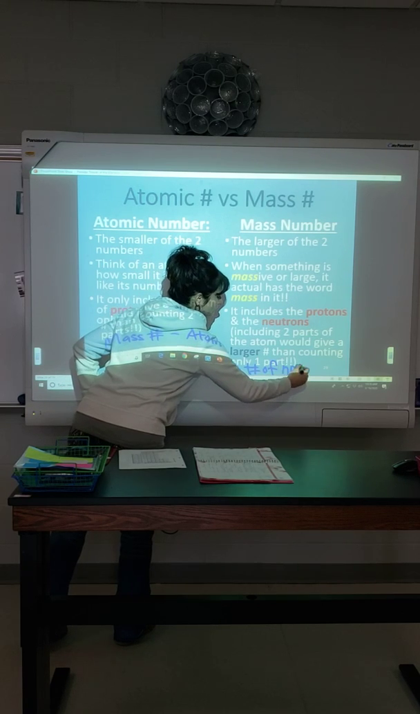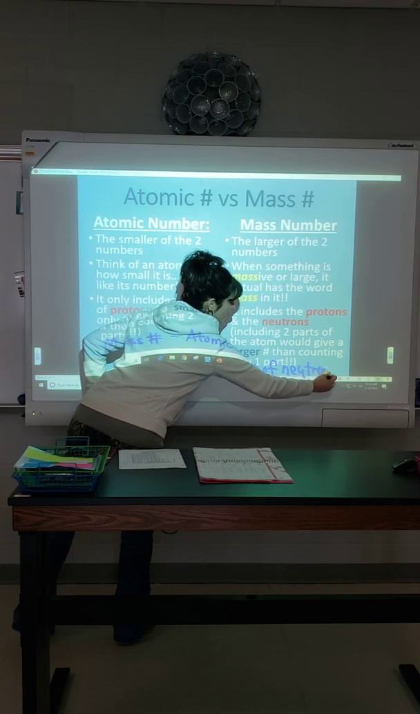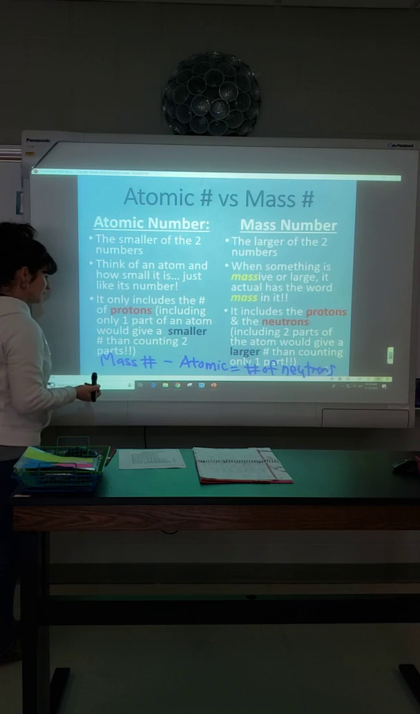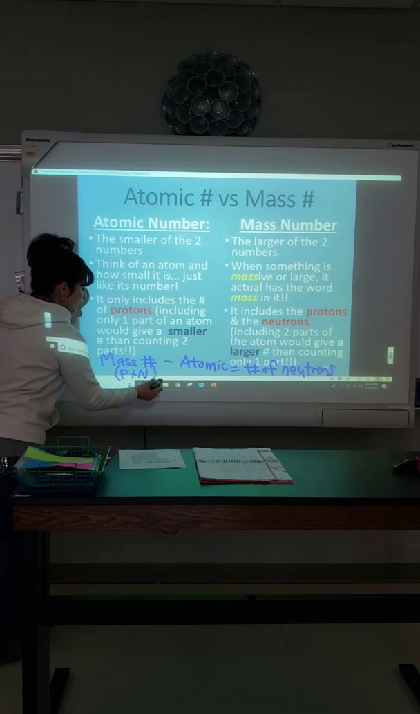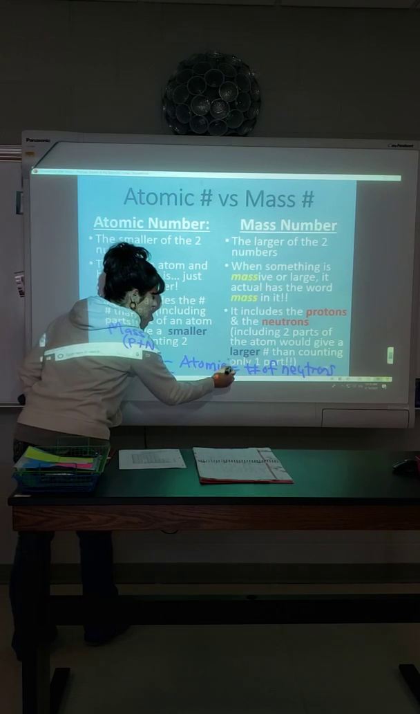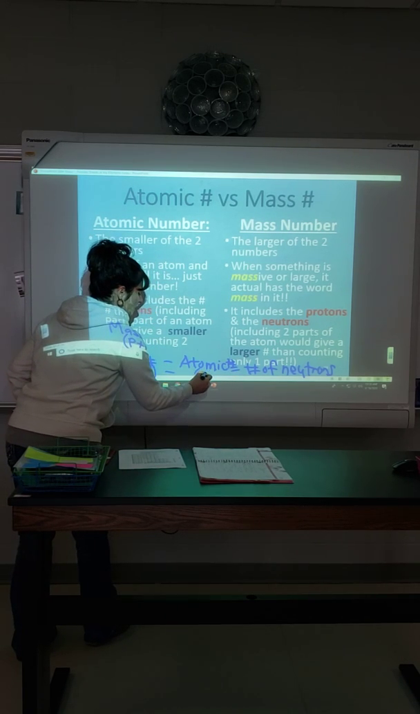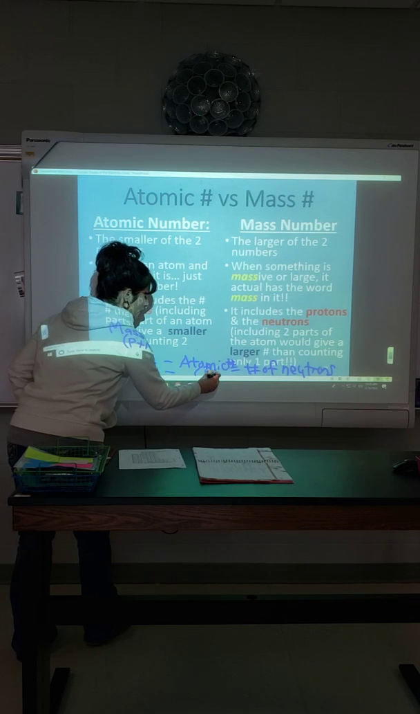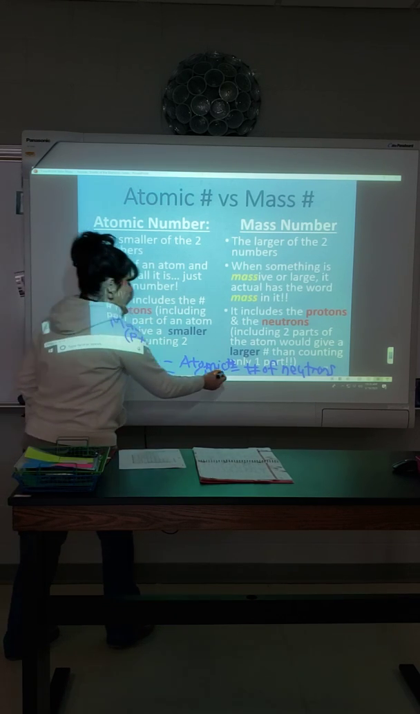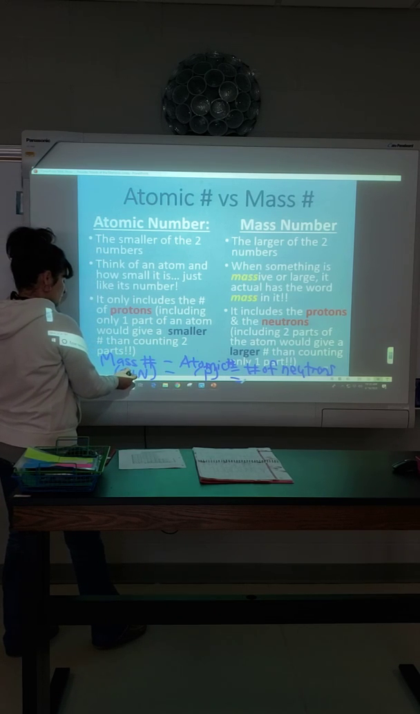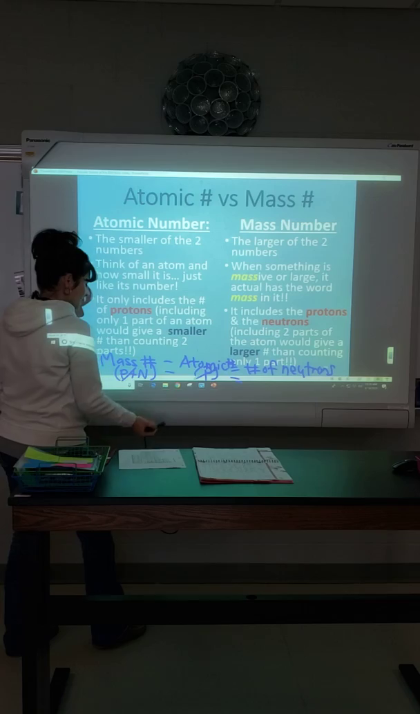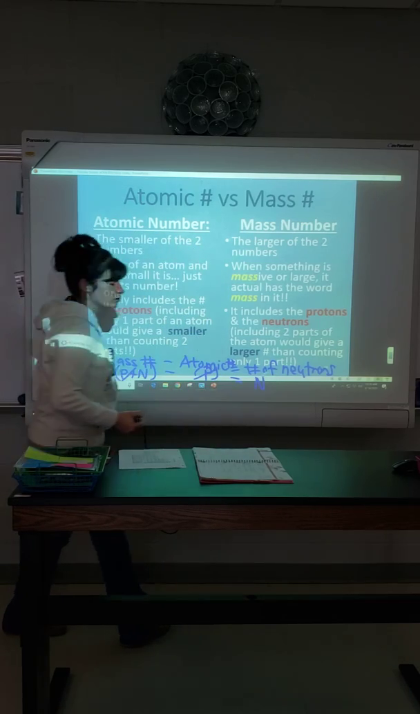And here's why. I have this already on the bottom of your periodic table for you, but I just want to point it out because it is important. So the mass number includes protons and neutrons. And if you subtract from that your atomic number, that just includes your number of protons. And so if you subtract protons from protons and neutrons, those will cancel out and you're left with just neutrons.